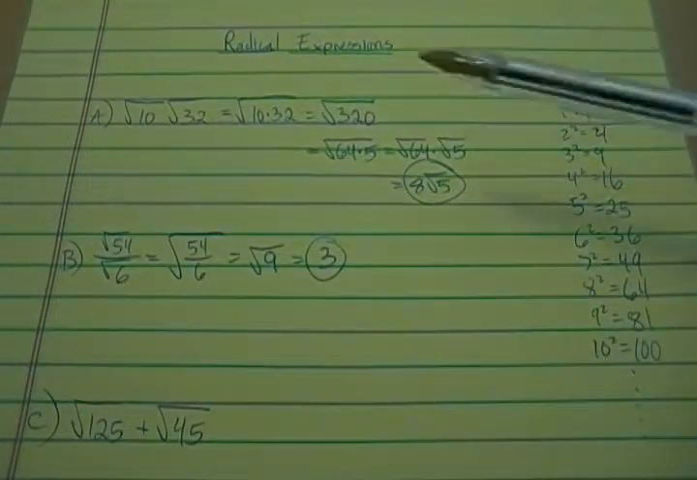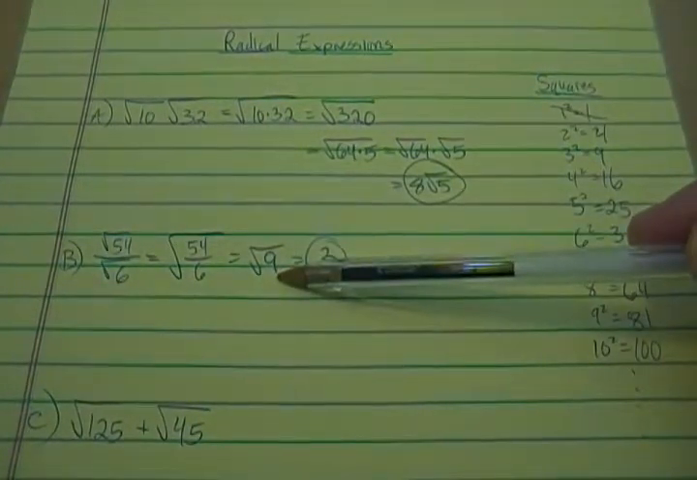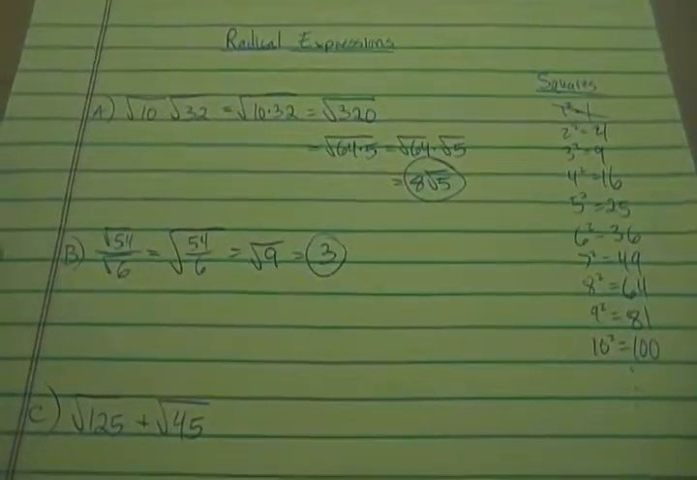That one wasn't as difficult to simplify as the one where we had the square root of 320. This one was pretty direct: the square root of 9 equals 3, and we were done with it. So that's always nice when it works out that way.